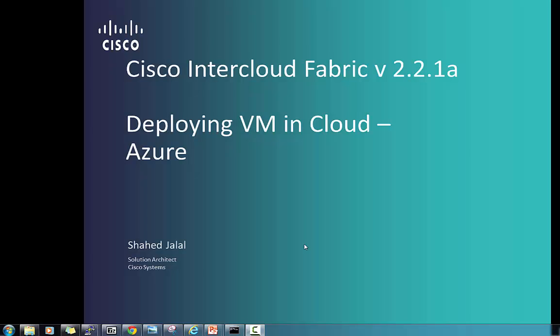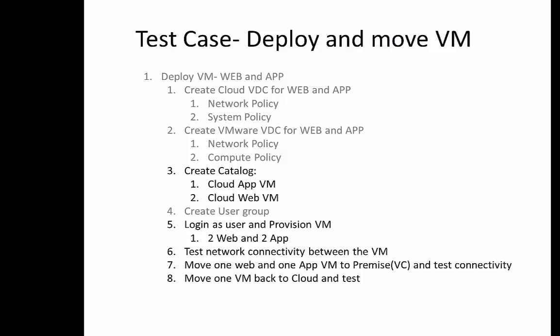Now, we have done a few configurations for Azure in the previous session, like making different policies. If you have not seen that, it's probably a good idea to go back to that one and check those, and then continue on this. So these are the things already done: VDC policies for network, and system policies for the cloud, and also for the VMware.